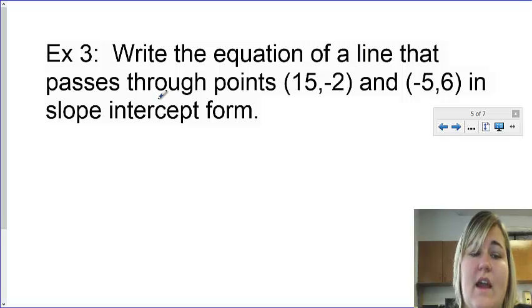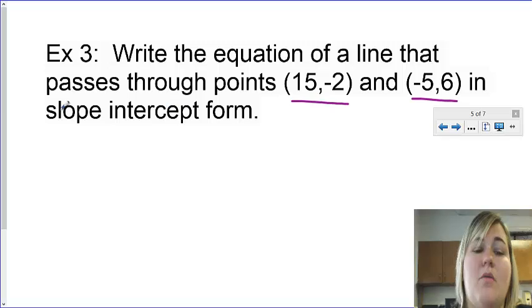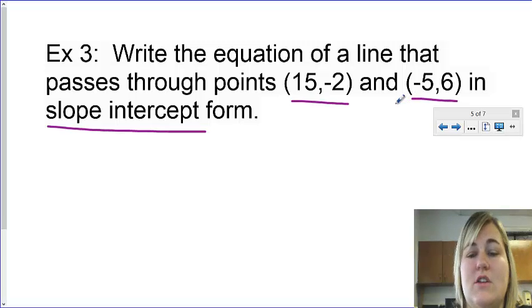Write the equation of a line that passes through points (15, -2) and (-5, 6) in slope-intercept form. So we're going to use some things that we already know. First of all, whenever they give us 2 points and we're talking about finding slope-intercept form, I hope that the first thing that you think is, oh, I know how to find the slope. So I'm going to show you 2 different ways that you can do this.